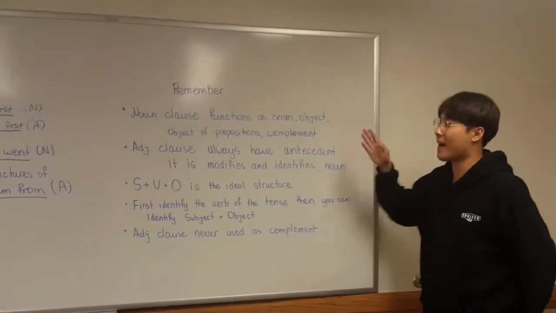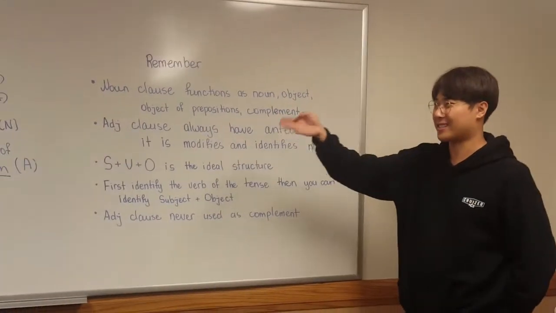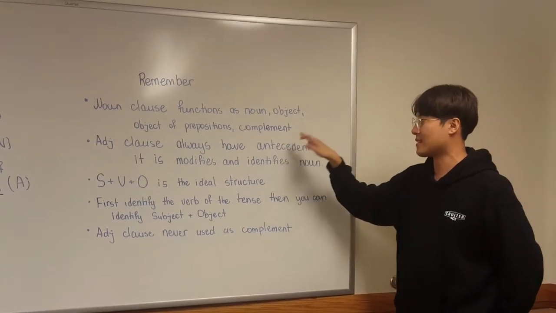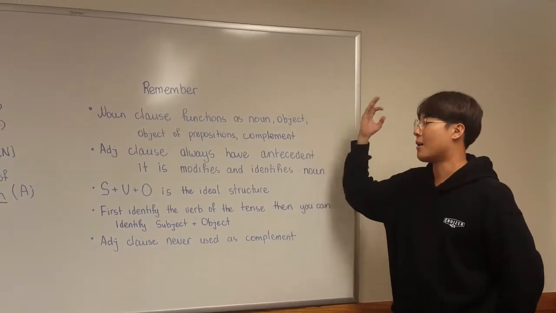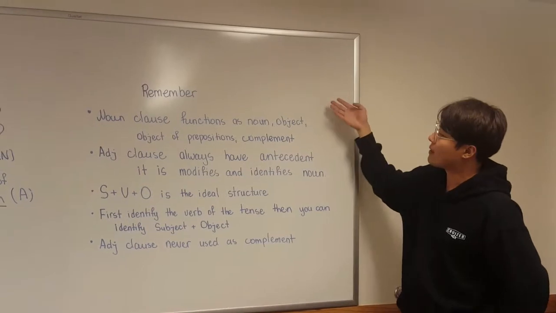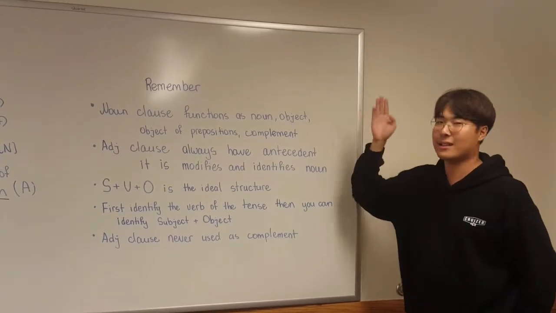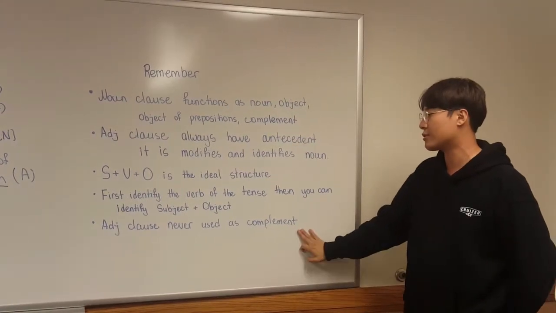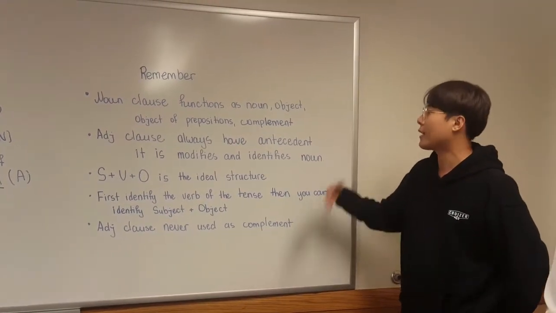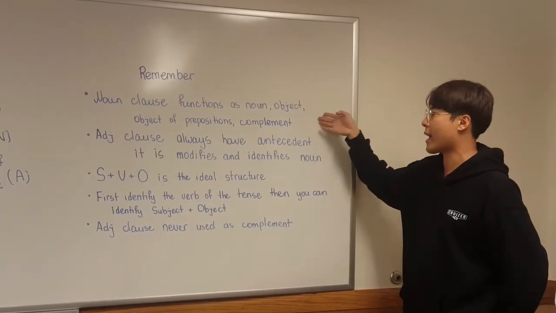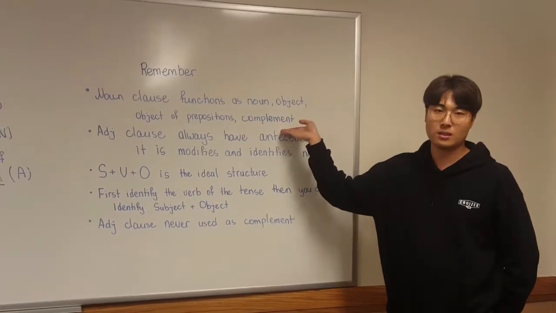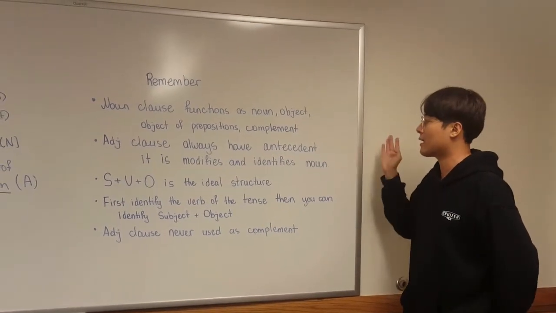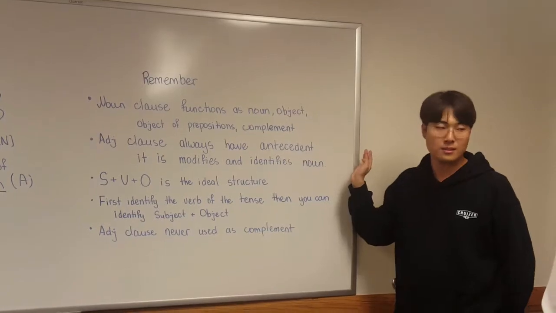Yeah. So as her examples show, whether or not an antecedent exists decides between adjective clause and noun clause. Also, an adjective clause is never used as a complement, but a noun clause can be used as a complement. So these are the two differences between noun clause and adjective clause.